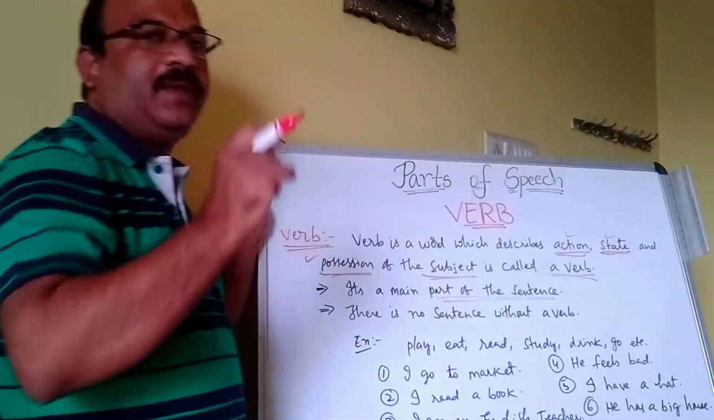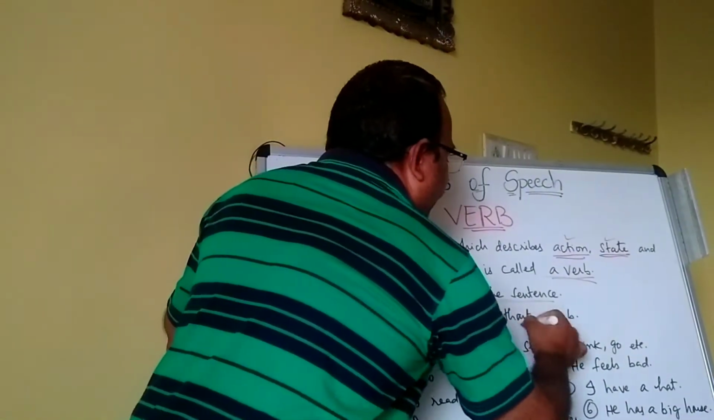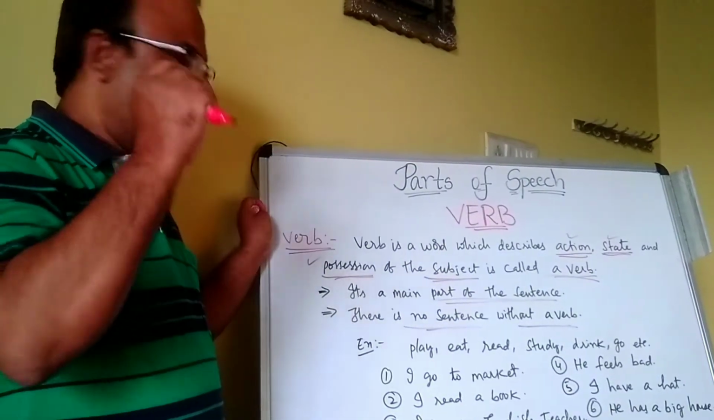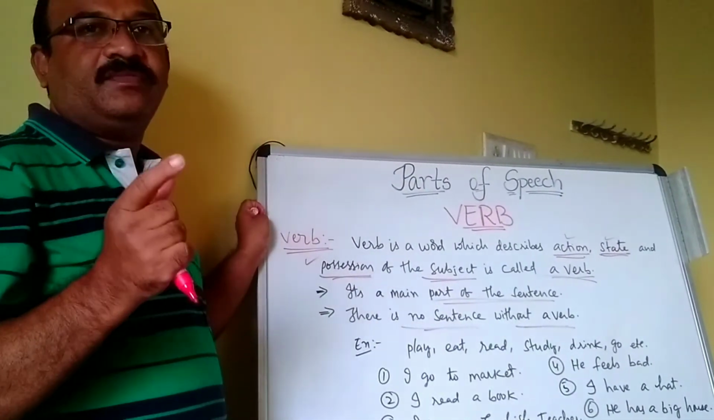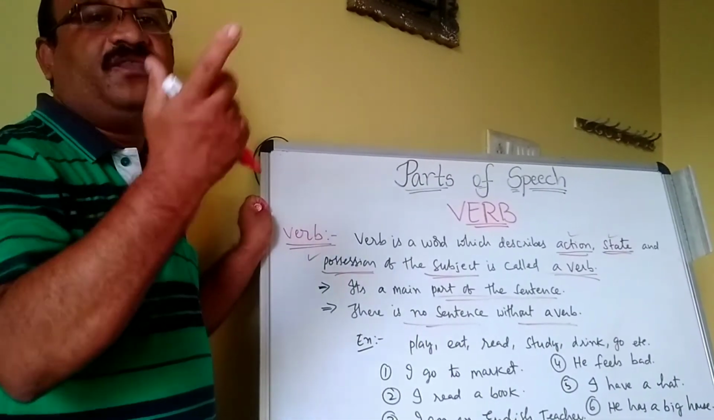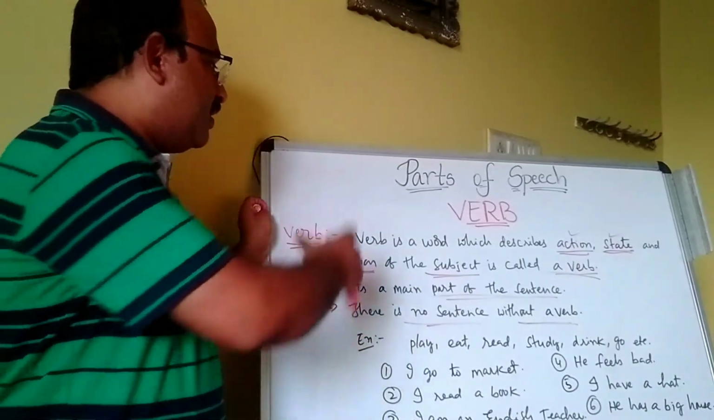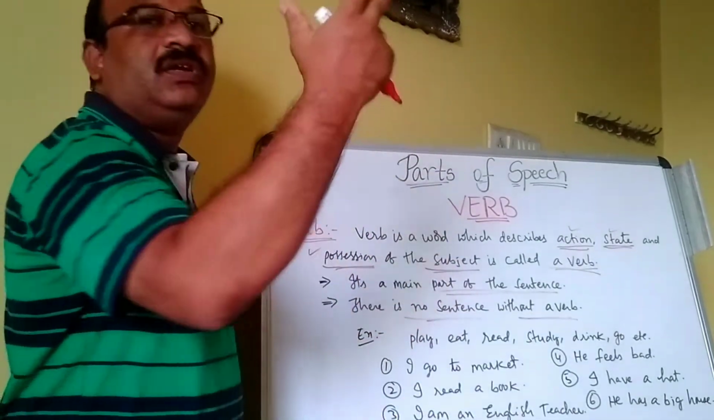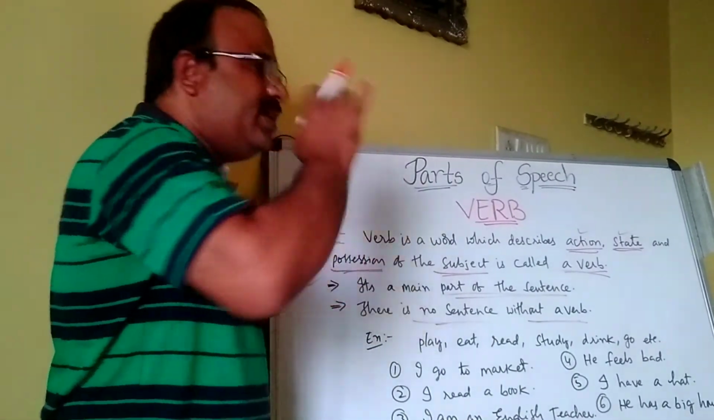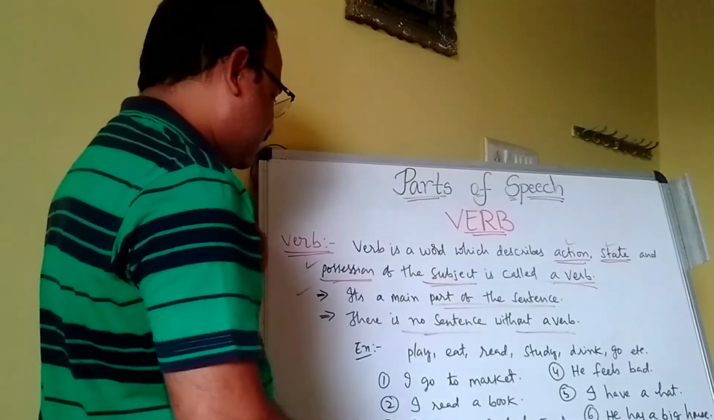Verb is the main part of the sentence. There is no sentence without a verb. This is the most important thing. It is just like the heart of the sentence. We can't live without a heart. Same here, there is no sentence without a verb. So, verb is the main part, just like the heart of the sentence.